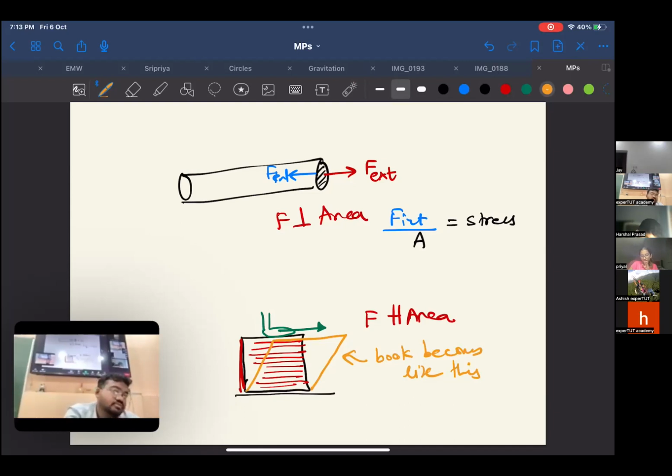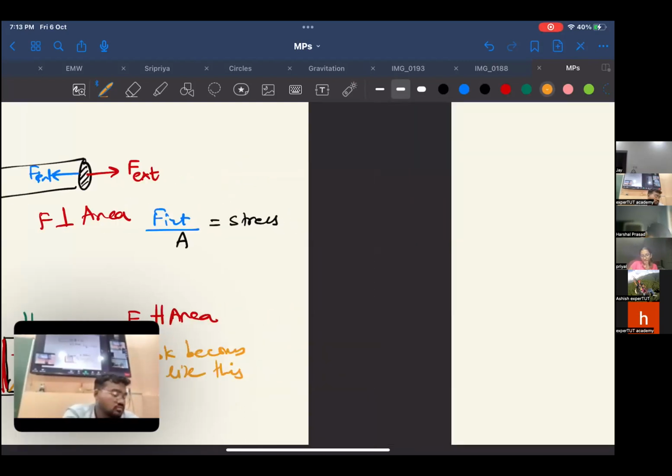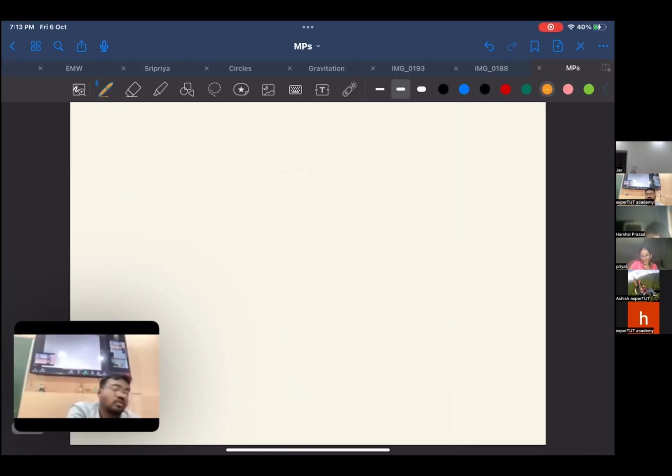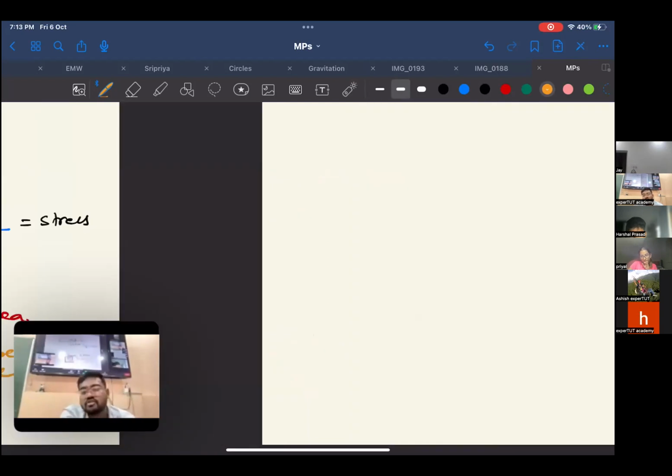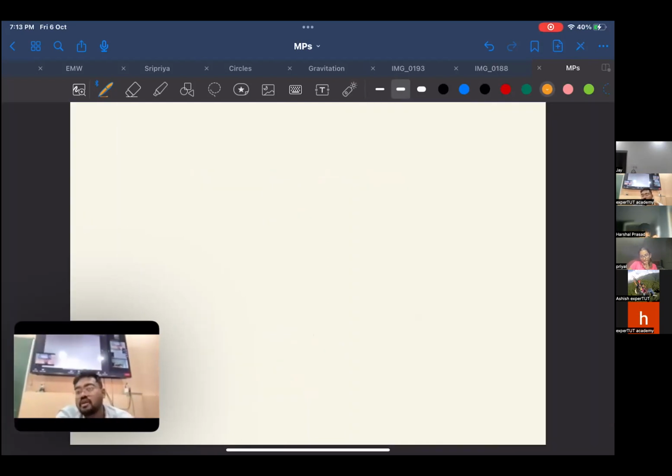Next thing is this is called volumetric stress. It is also called isometric or bulk stress. I'll give you the name, I forgot, huh? Hydraulic, oh, it is called hydraulic stress. The third one is called hydraulic. Write hydraulic also along with volumetric.